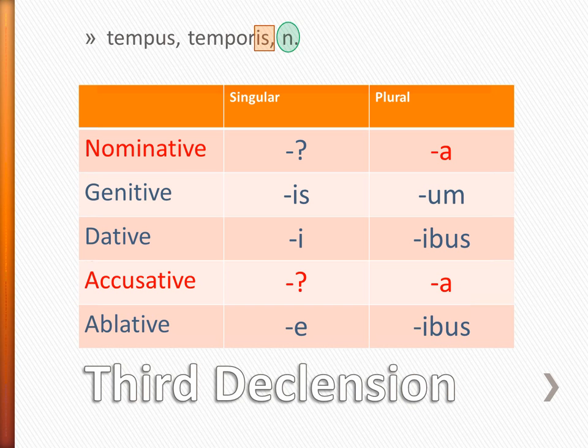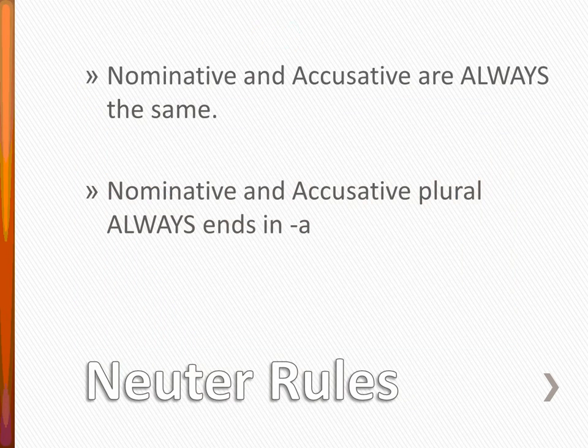There are really two neuter rules. The neuter rules are that the nominative and accusative are always the same, and those two cases in the plural always will end in a. And that's true about all neuters no matter what declension. That has been the case meanings and the endings.